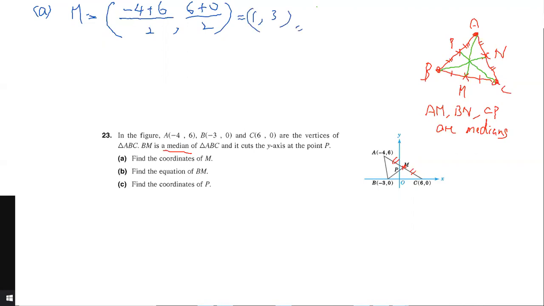All right, and then part B. Find the equation of BM. Now we have 2 points. We have point B and point M. Okay, then we can use the point-slope form. We just choose any one of them. So I choose the one with no negative number. So I choose M. Sorry.